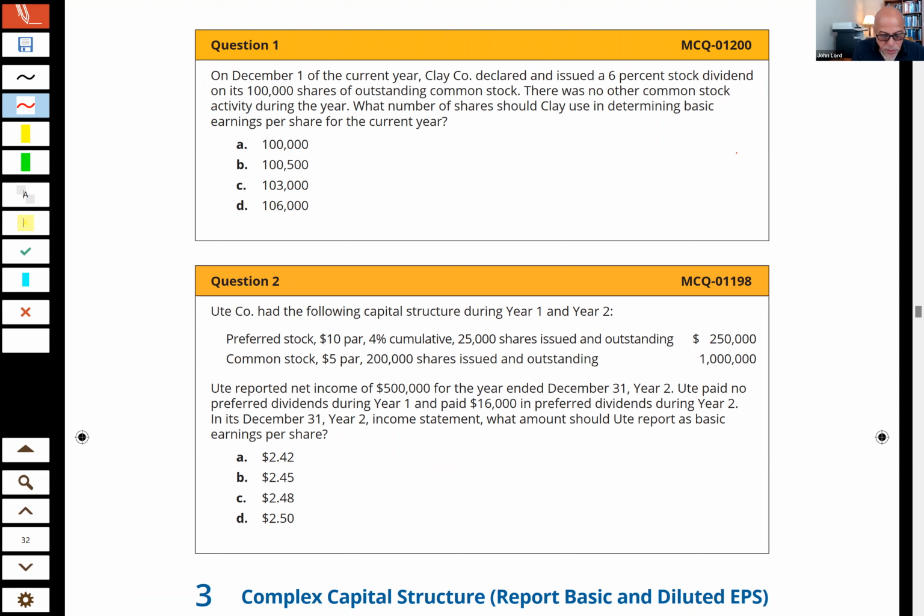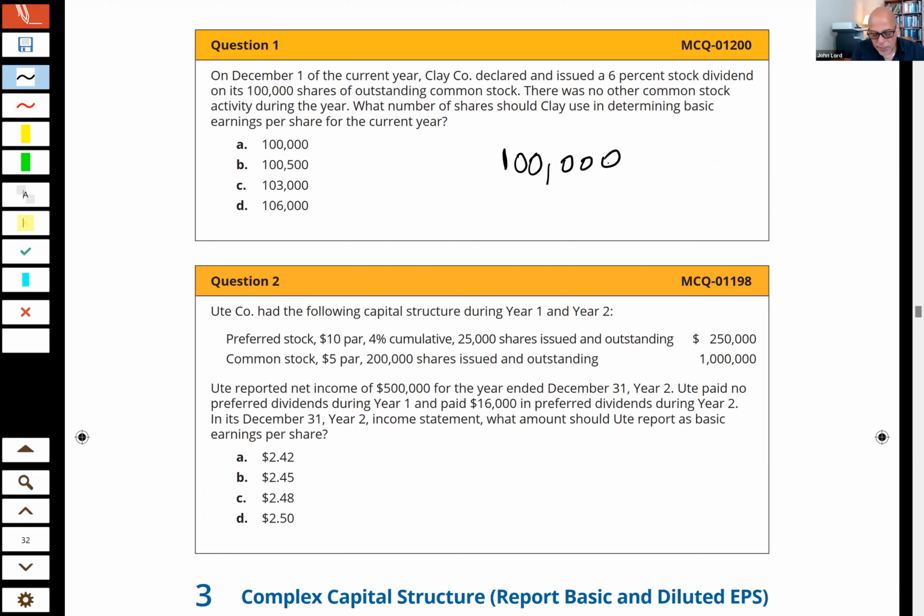It tells us on December 1st of the current year, Clay Company declared and issued a 6% stock dividend on its 100,000 outstanding common shares. There was no other common stock activity during the year. What number of shares should Clay use in determining its basic earnings per share? So we know that we have to have at least 100,000 in the answer because nothing's under 100,000.